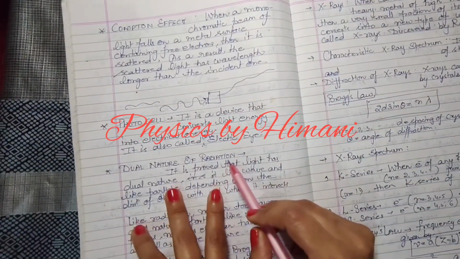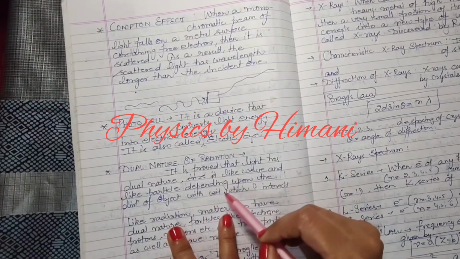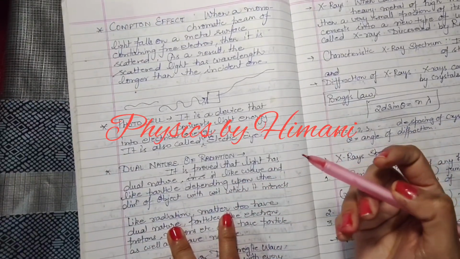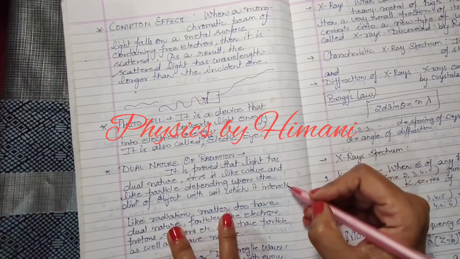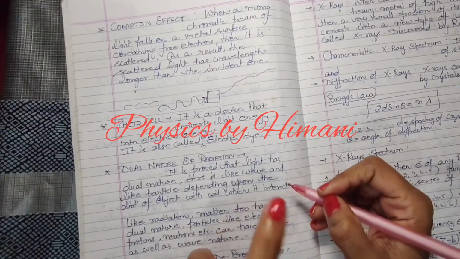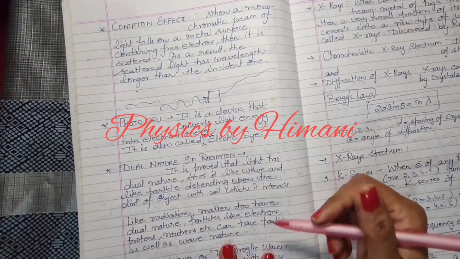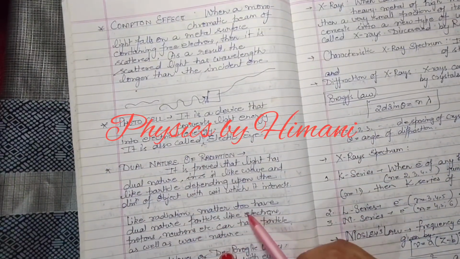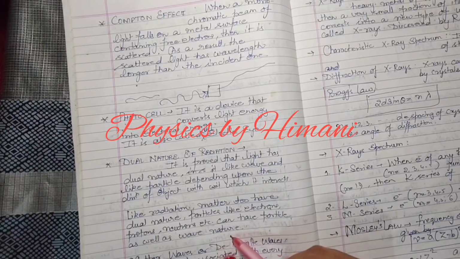Next, dual nature of radiation. It is proved that light has dual nature, like wave and like particle, depending upon the dimension of the object with which it interacts. ये किसके साथ interact कर रहा है उसके according ये दोनों behavior रखता है, wave nature और particle nature. Like radiation, matter too has dual nature. It can have particle as well as wave nature.